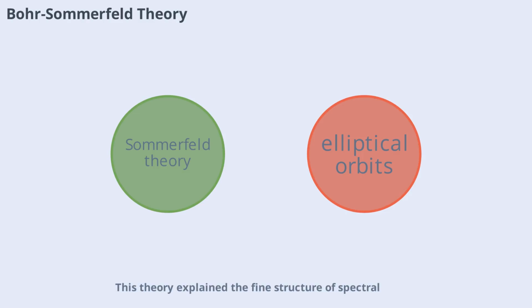This theory explained the fine structure of spectral lines but couldn't predict the correct number of lines. It was a step forward in understanding atomic structure, paving the way for quantum mechanics.